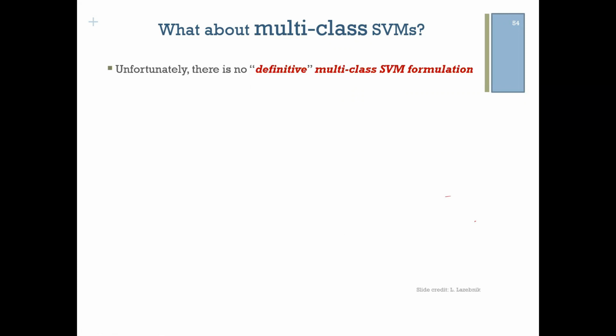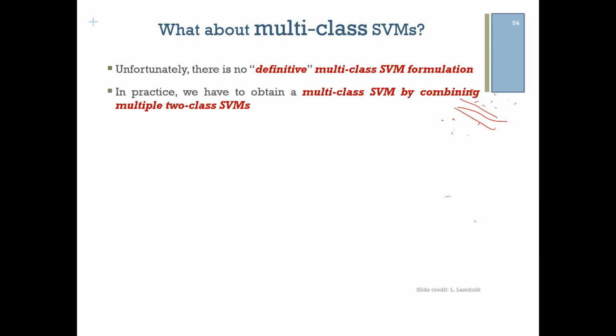Unfortunately, there is no definitive multi-class SVM formulation, because as we have described, it only works on the principle of seeking a hyperplane between two classes. So you can only draw a hyperplane between two classes. You cannot draw it among three classes. So we have to have a way to do that.